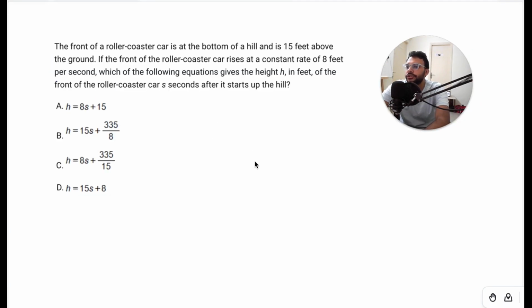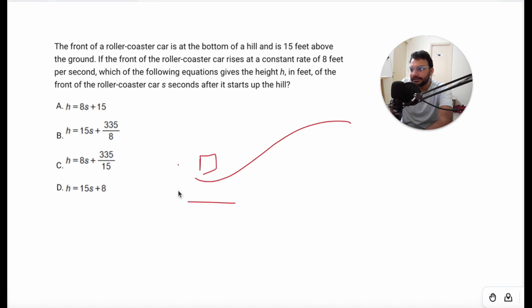The front of a roller coaster car is at the bottom of a hill and is 15 feet above the ground. If the front of the roller coaster car rises at a constant rate of 8 feet per second, which of the following equations gives the height h in feet of the front of the roller coaster car s seconds after it starts up the hill? Okay, so at the beginning, it's at the bottom of the hill, like let's say right here, and this is above the ground level by how many feet? 15 feet. So right from the start, it's 15 feet above the ground, and then it rises up at the rate of 8 feet per second.